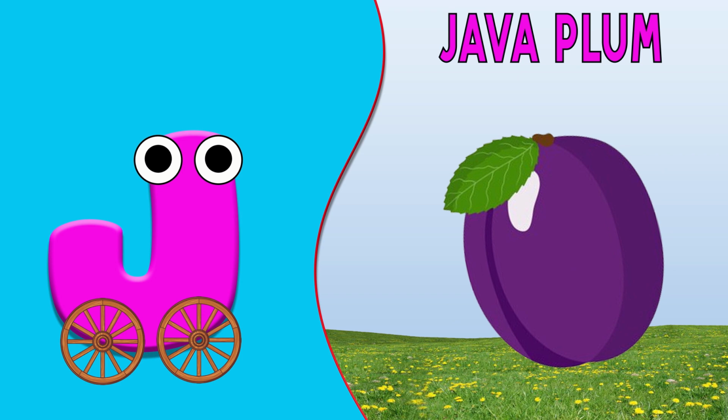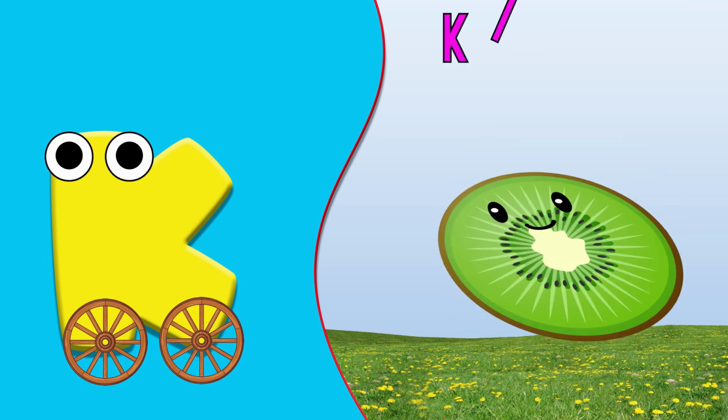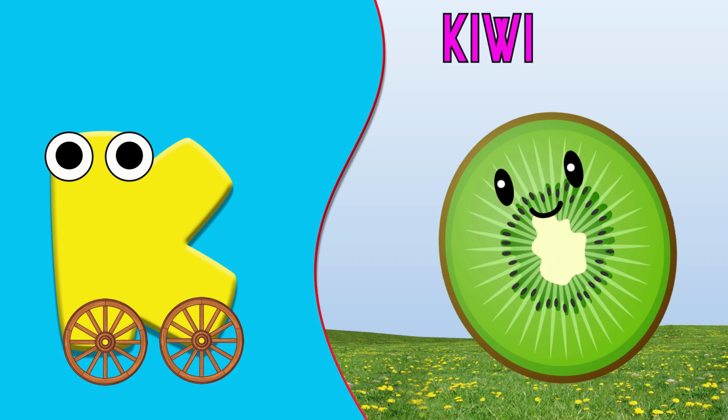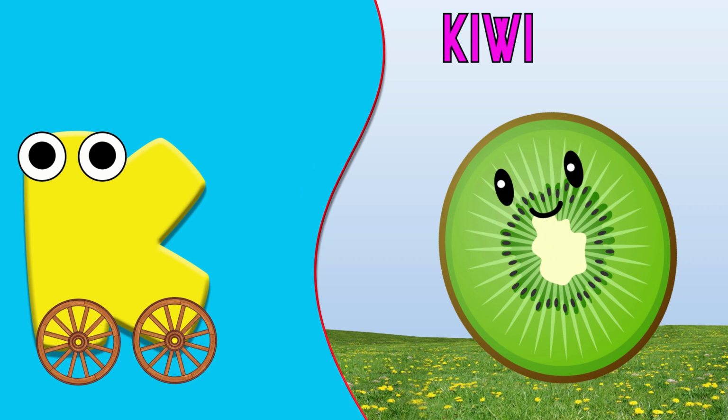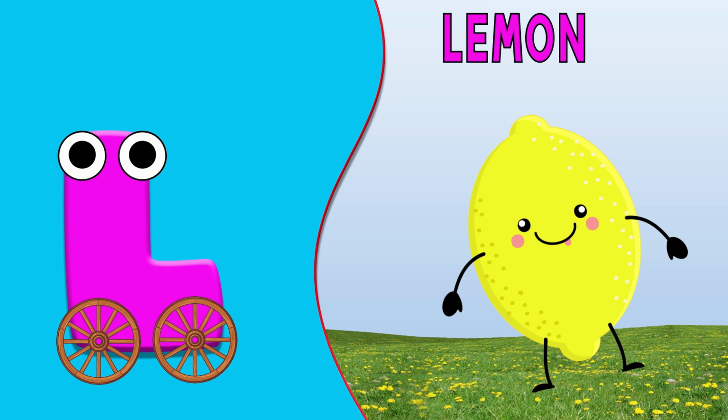J. J is for java plum. K. K is for kiwi. L. L is for lemon.